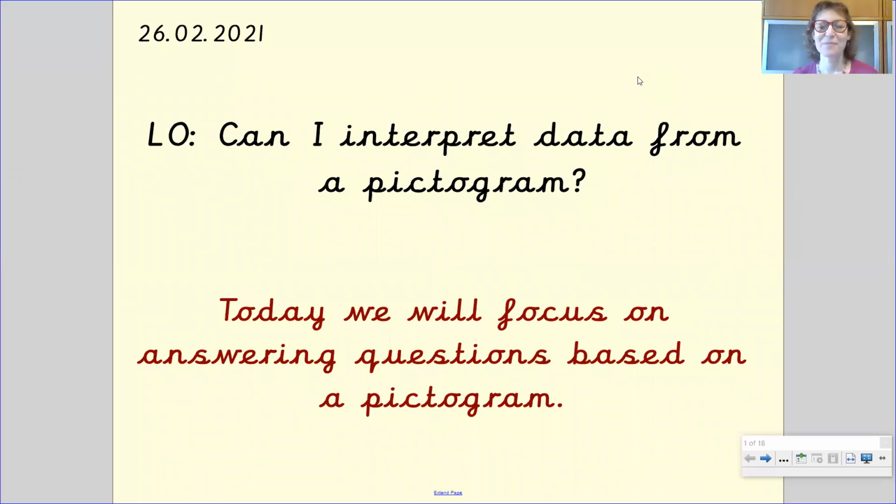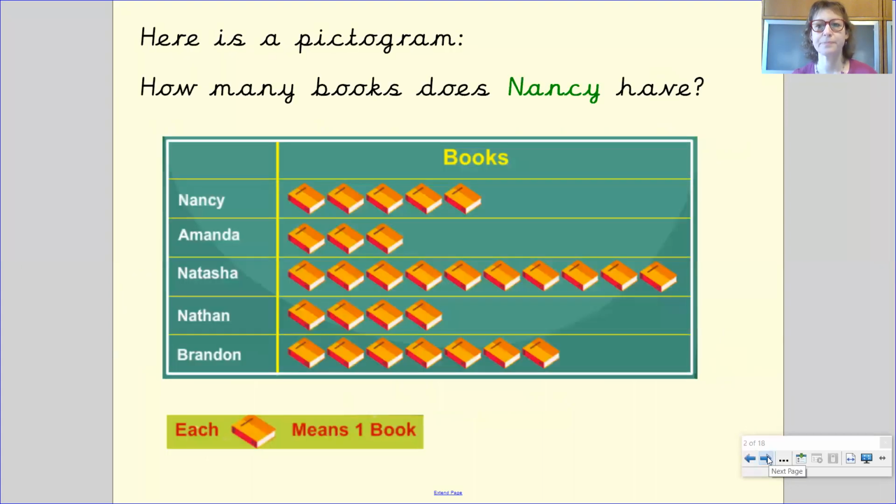Hello, Gaudi class. For the last couple of lessons in maths, we've been looking at pictograms. We looked at how important the key was so that we knew whether we were counting in ones or counting in twos. Today, we're going to be using that to help us answer questions about pictograms. We call that interpreting the data, being able to look at it and answer the questions.